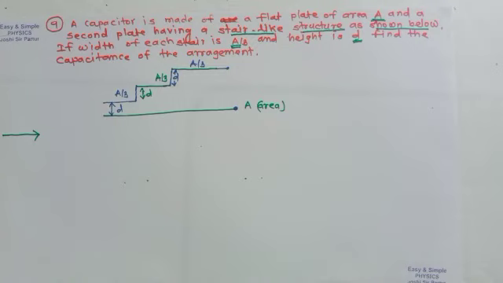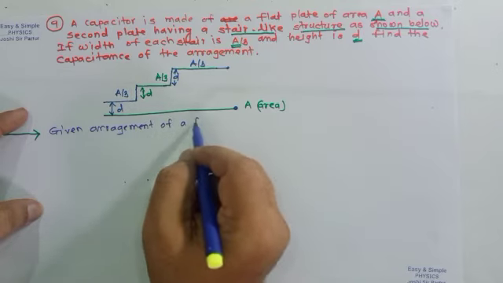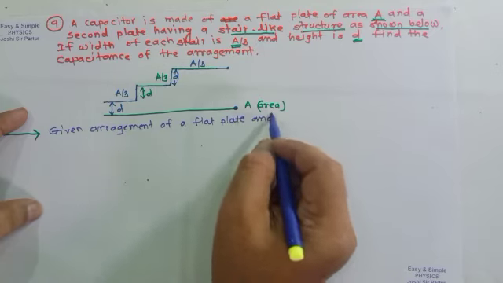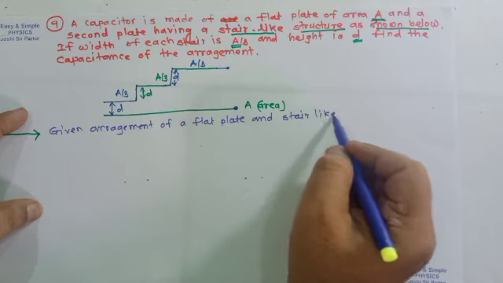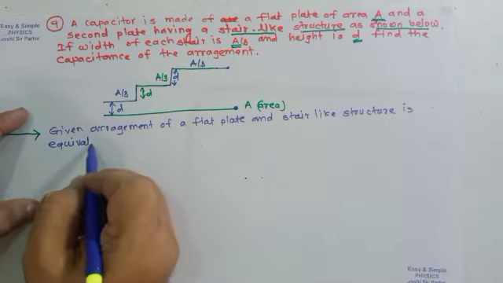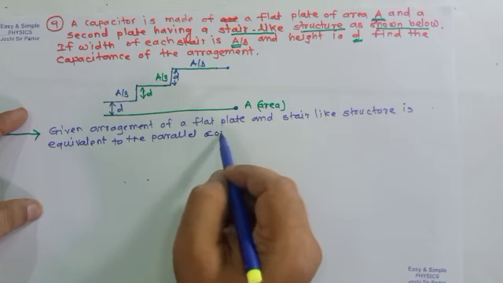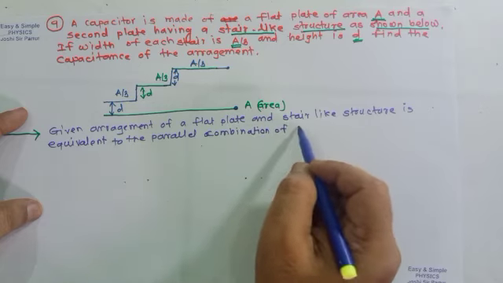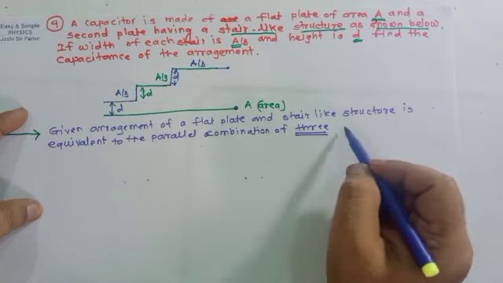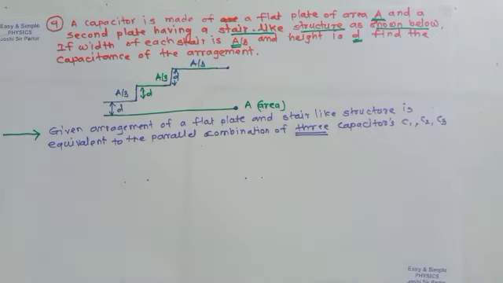We have seen the given arrangement of a flat plate and stair like structure is equivalent to the parallel combination of three capacitors C1, C2, C3. So three capacitors, they are connected in parallel.